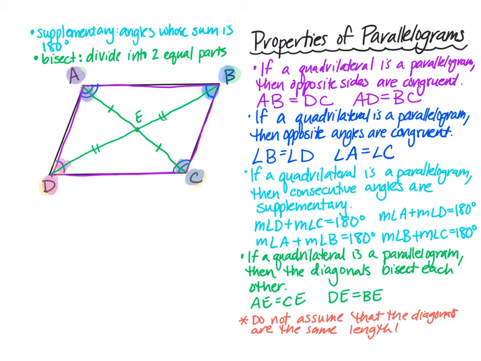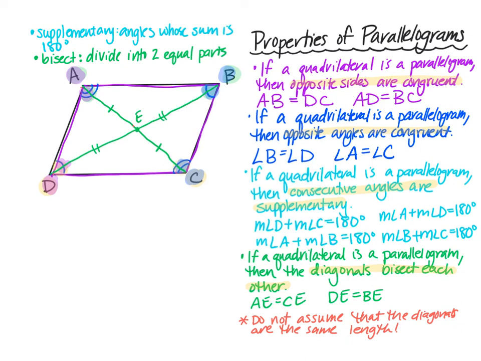So one more time, let's look at these properties of parallelograms. The first property is that if a quadrilateral is a parallelogram, then opposite sides are congruent. If a quadrilateral is a parallelogram, then opposite angles are congruent. If a quadrilateral is a parallelogram, then consecutive angles are supplementary. And if a quadrilateral is a parallelogram, then the diagonals bisect each other.